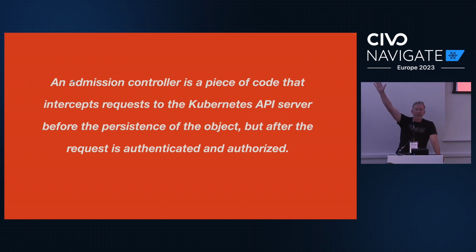Okay. You know what an admission controller is? Hands up. Anyone who doesn't know what it is already? I asked it both positive and negative, so there's no right answer. An admission controller intercepts requests to the Kubernetes API before the persistence of an object to make sure it's okay to become persistent.